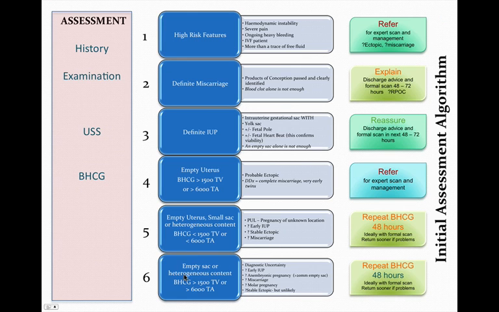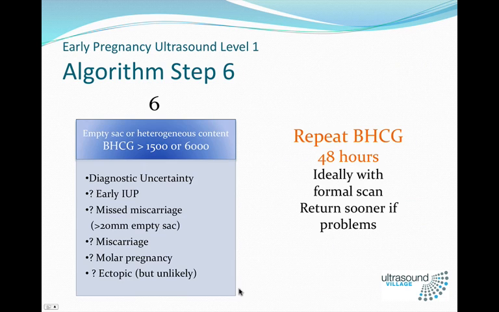The final group is the group who's got an empty sac or heterogeneous content and a high beta-HCG. Okay, well there's diagnostic uncertainty. It could be an early intrauterine pregnancy. We are seeing something in the uterus, an empty sac. Okay, so if it's a small empty sac, it could be that 4 weeks and 3 days before the yolk sac arrives. Okay, it could be a missed miscarriage.